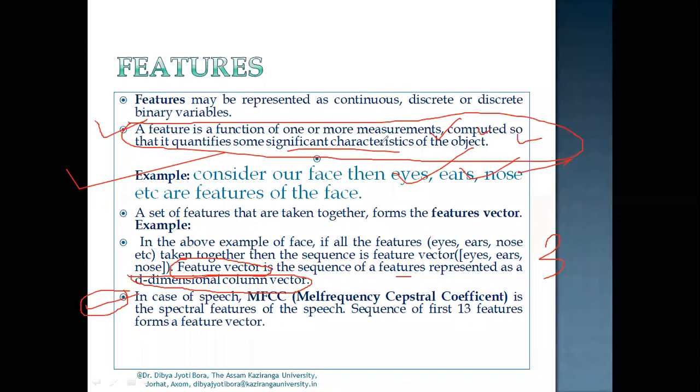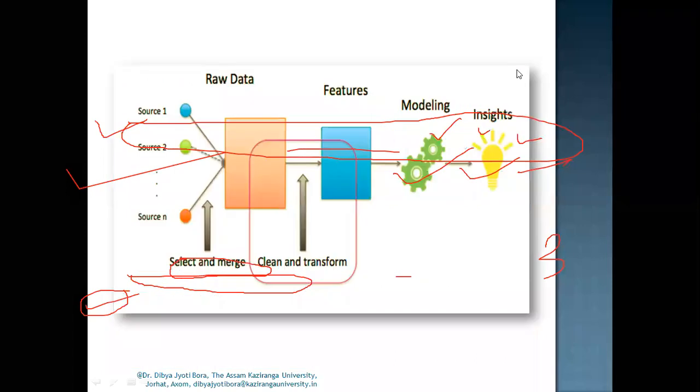Yes, does everyone understand? Please give a response. Yes, sir. All topics are clear. Yes, sir. It's clear.